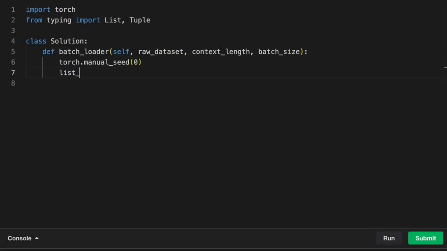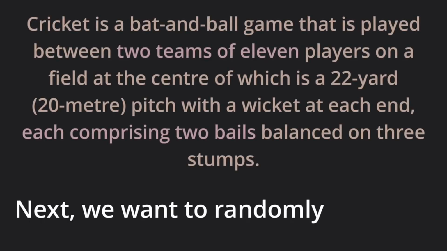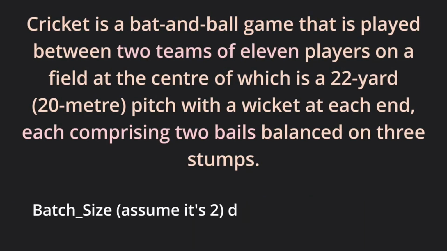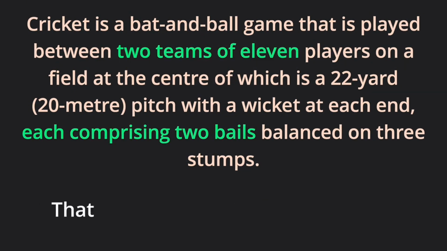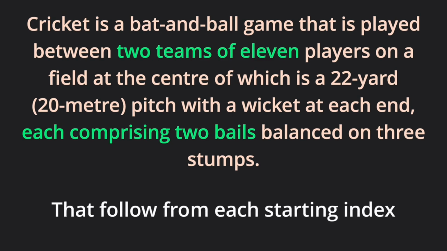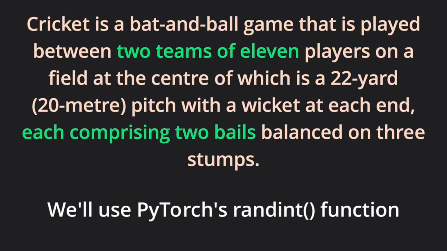Okay, the first step is to split the input string into a list of words, since we're operating on a word level. Next, we want to randomly generate batch-sized different starting indices. That way, we can simply grab the context length words that follow from each starting index. We'll use PyTorch's randint function.